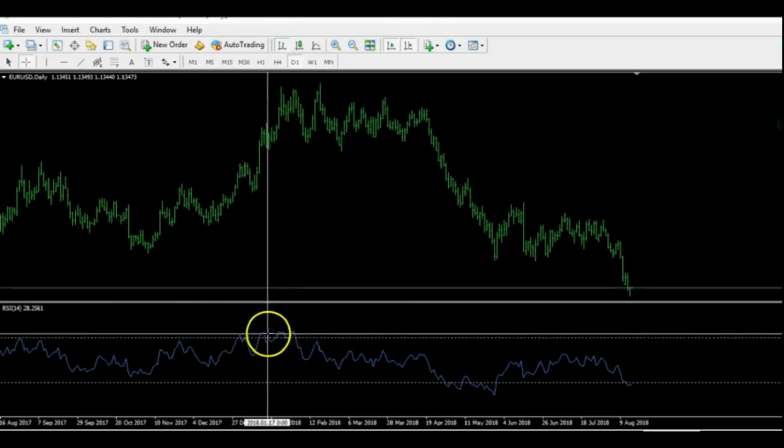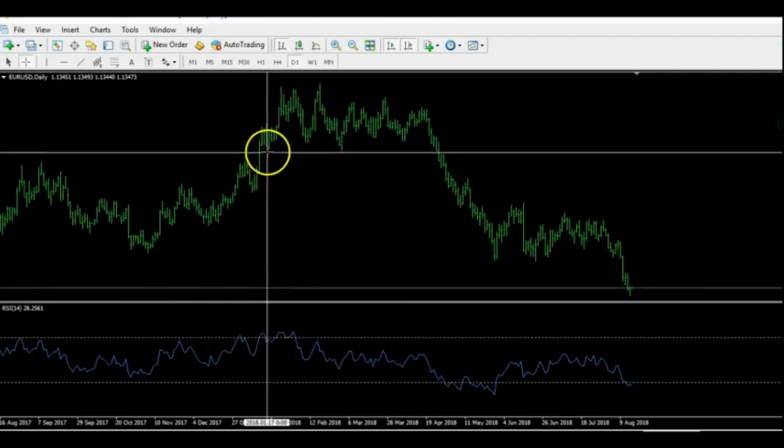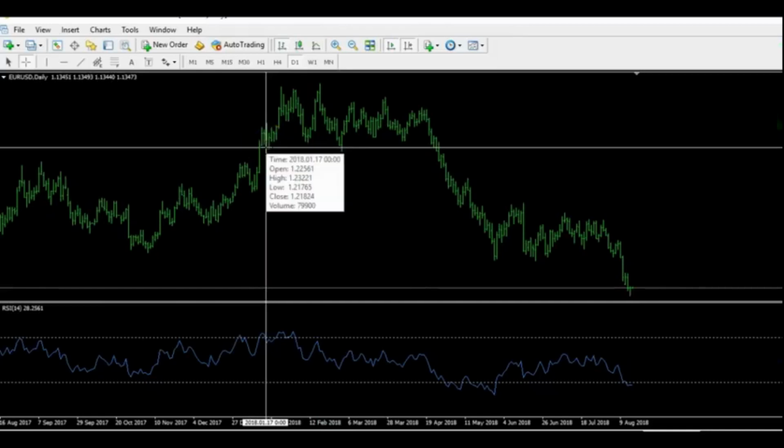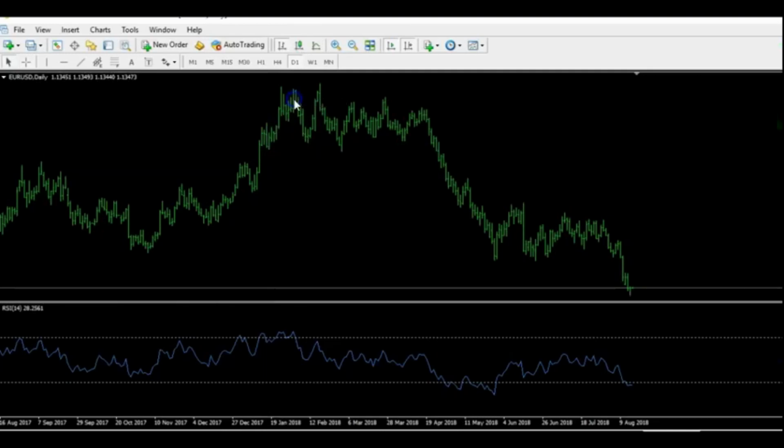That would have come on this candle right here. The RSI is telling you to go short right on this bar. And you didn't make anything. You made 14 pips on the daily chart. Immediately, this thing shot way up again. That would have been a tremendous loss depending on where your stop loss was.